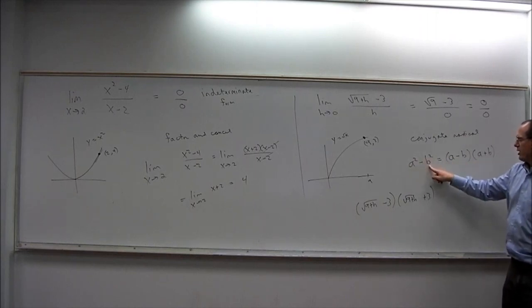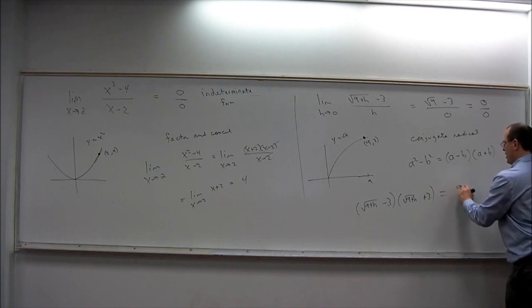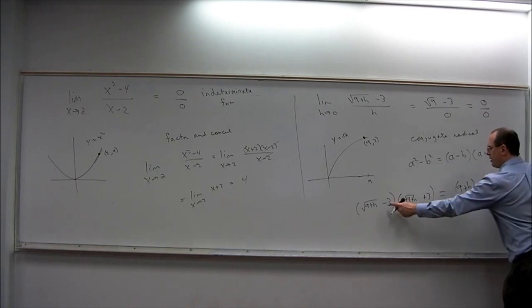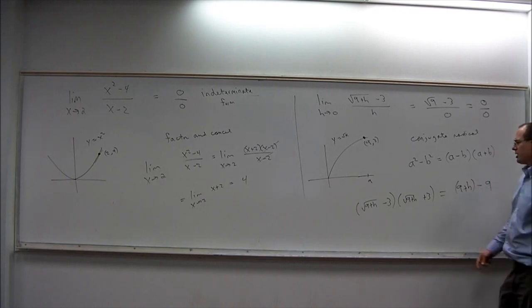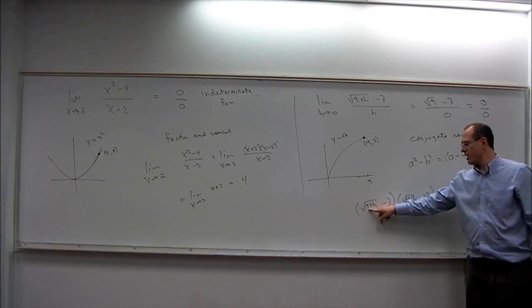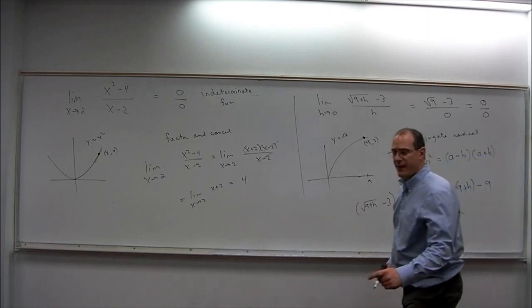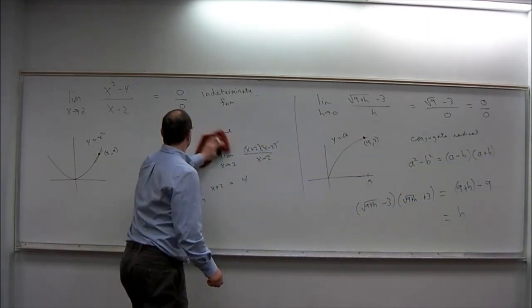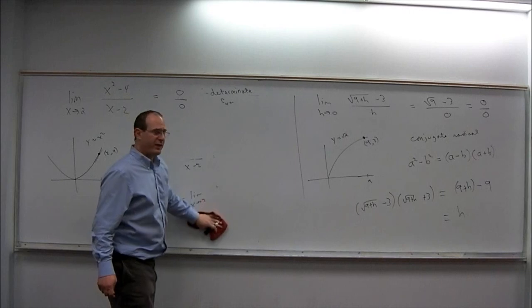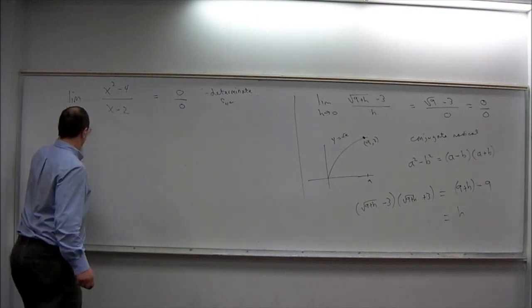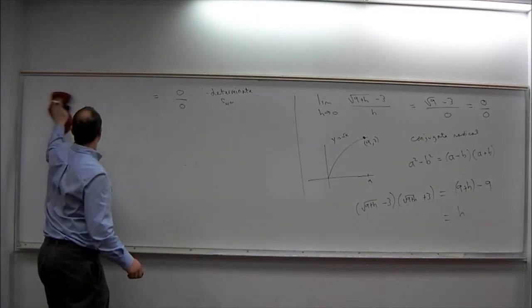You're going to get a squared minus b squared, which is 9 plus h minus 3 squared, which is 9. Notice that when we square the square root of 9 plus h, we get 9 plus h without the radical. So 9 plus h minus 9 will simplify to h. So let's take advantage of this computational device to compute the limit.